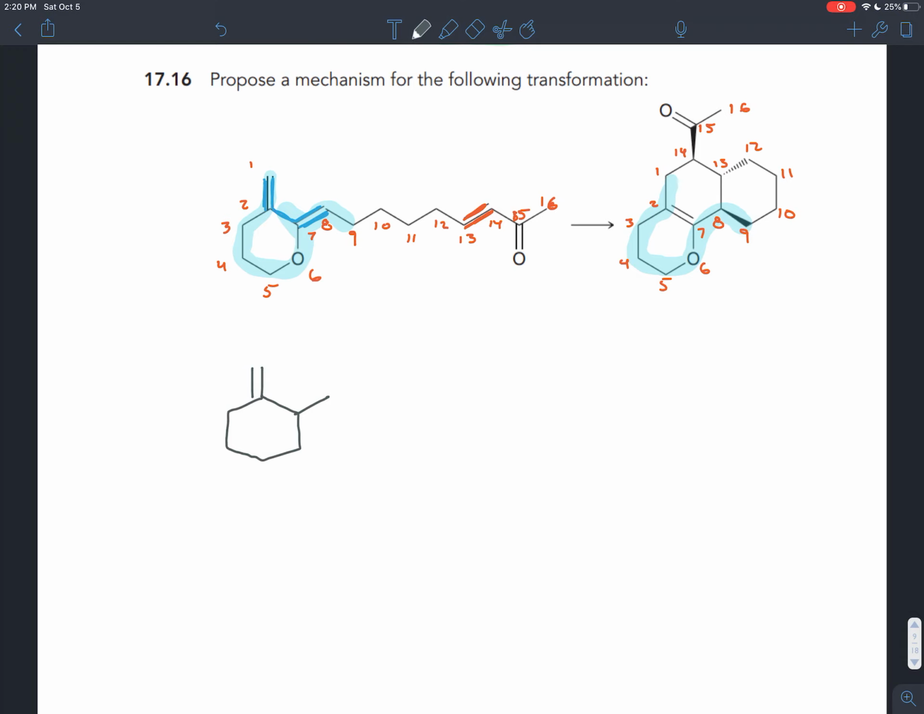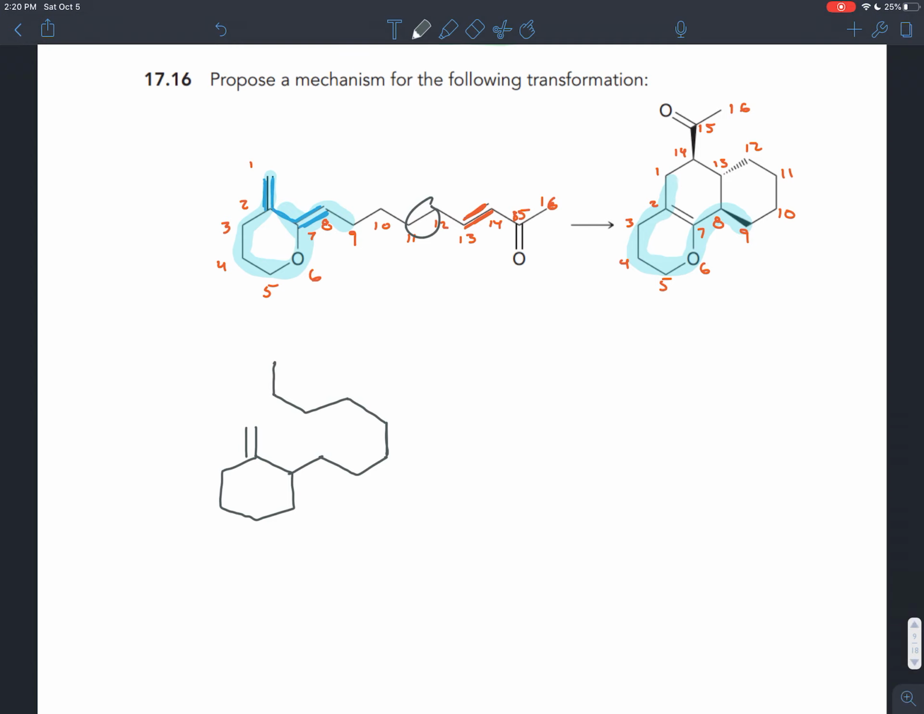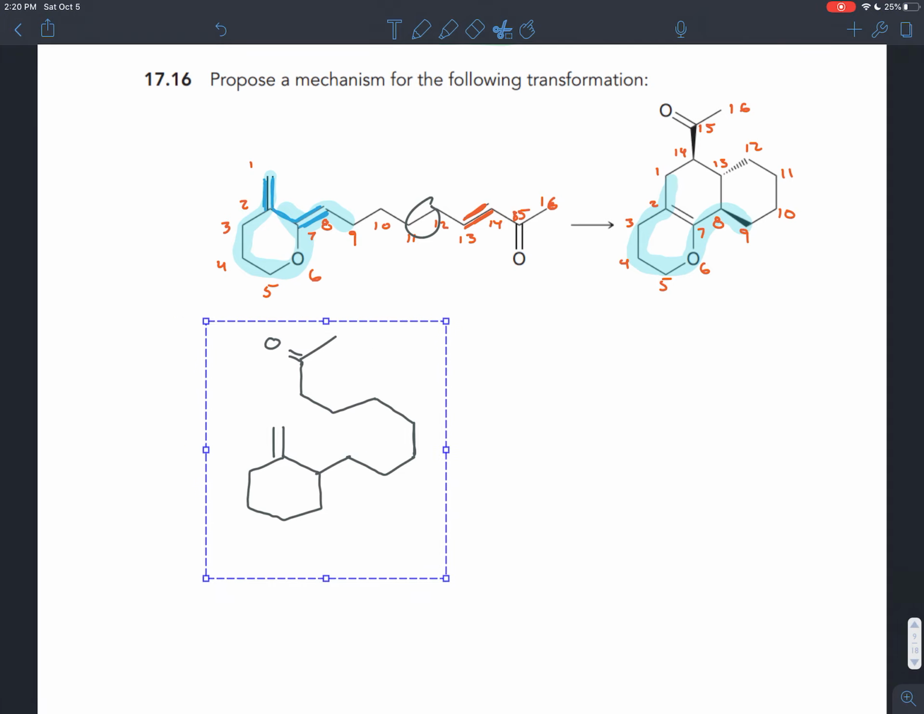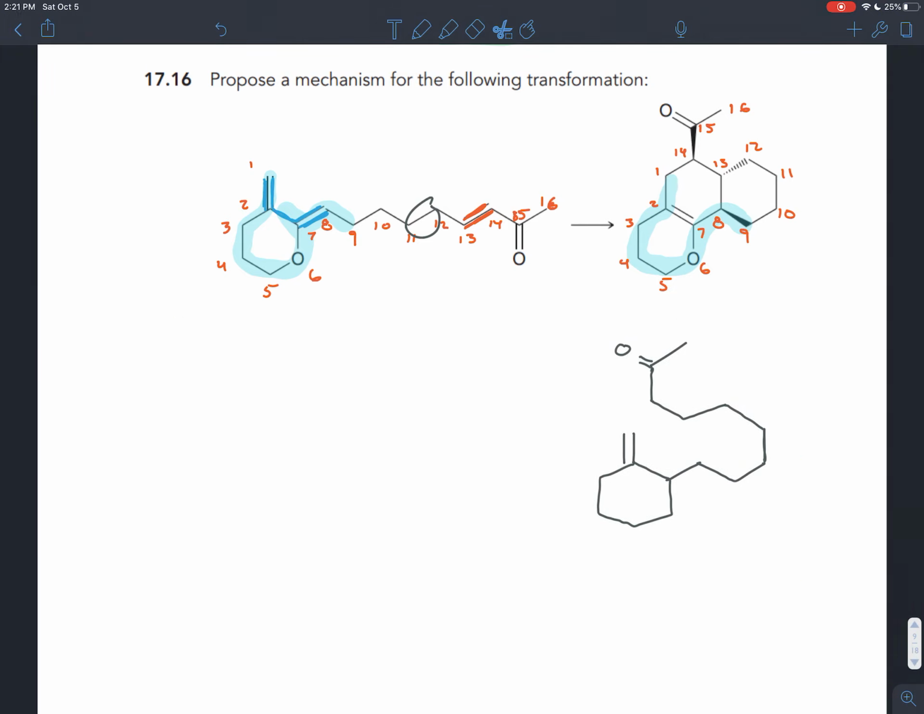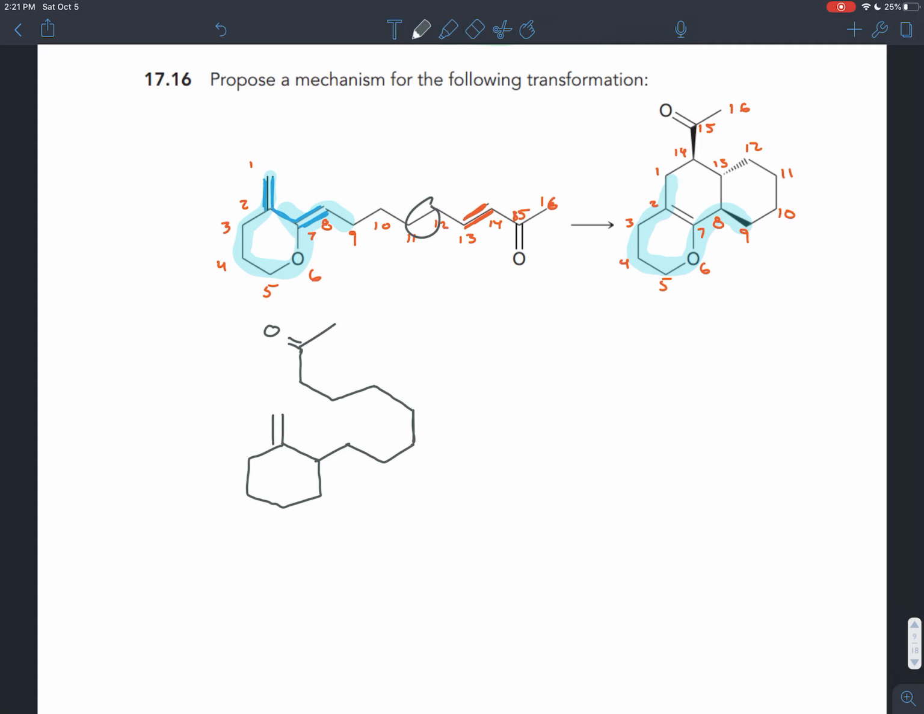So we'd have 8 here, then 9, 10, and now we want to go up to 11. And now we're going to go over to 12, down to 13, up to 14, and then we'll have 15 and 16. So really we've taken this molecule on the right, our product, and we've drawn it just without forming the rings themselves. So we have this molecule on the left, and we'll fill in those bonds there.